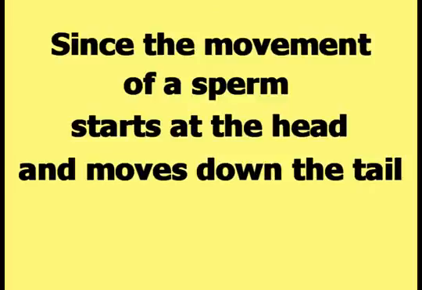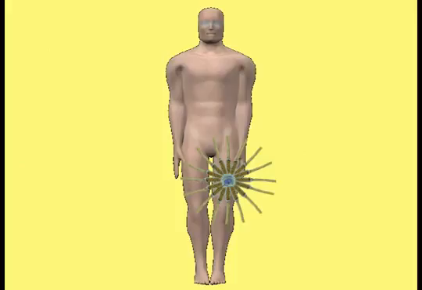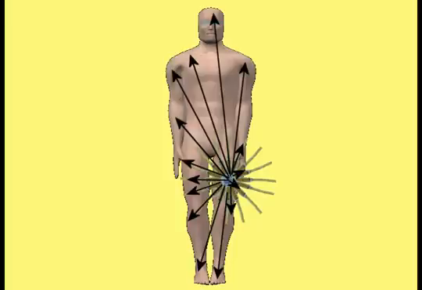Since the movement of a sperm starts at the head and moves down the tail, the implication of this picture is that the center of the movement must be where the heads of the sperm are located on the leg, and the movement or stimulation travels outwards from that location on the leg to the rest of the entire body.